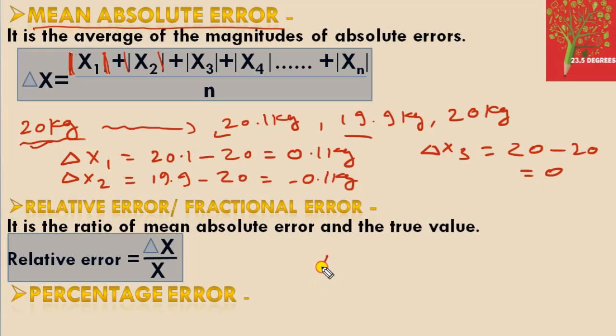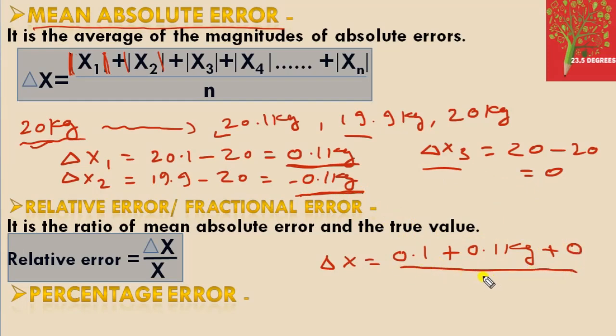So the mean absolute error delta x would be equal to the magnitude of my first absolute error, which is 0.1 kilogram, plus the magnitude of my second absolute error, which is again 0.1 kilogram. Remember, I am talking about magnitude, I am ignoring the sign. Plus the magnitude of my third absolute error, which is 0, upon the number of times the measurement is carried out, that is 3. That gives 0.2 upon 3, that is 0.066. Rounding it off to one decimal place, I get 0.1 kilogram as my mean absolute error.